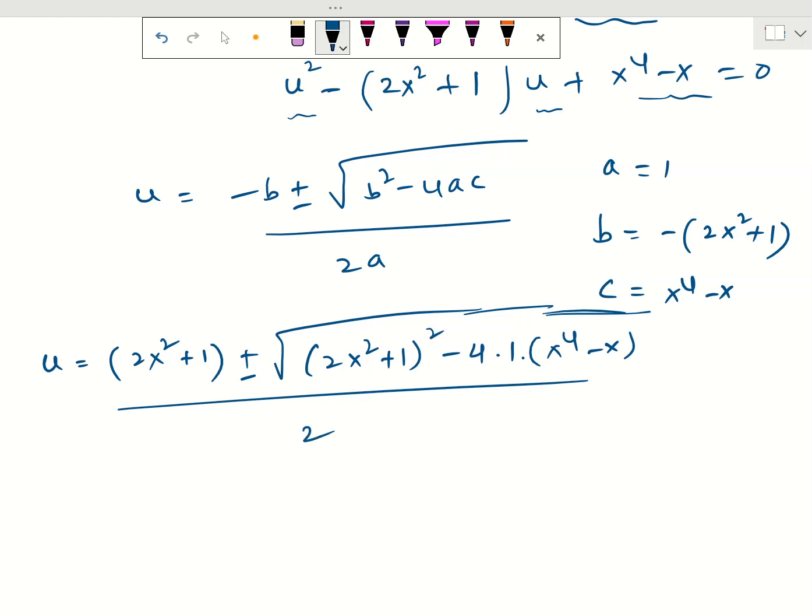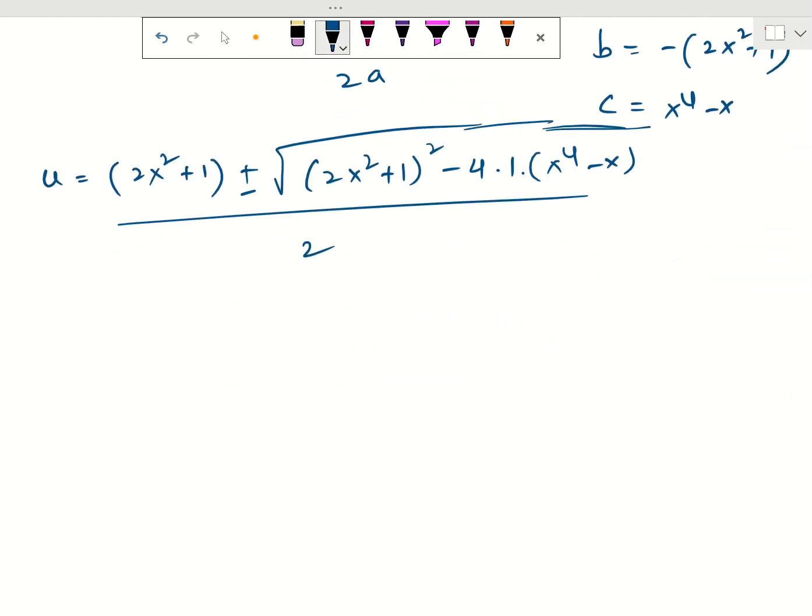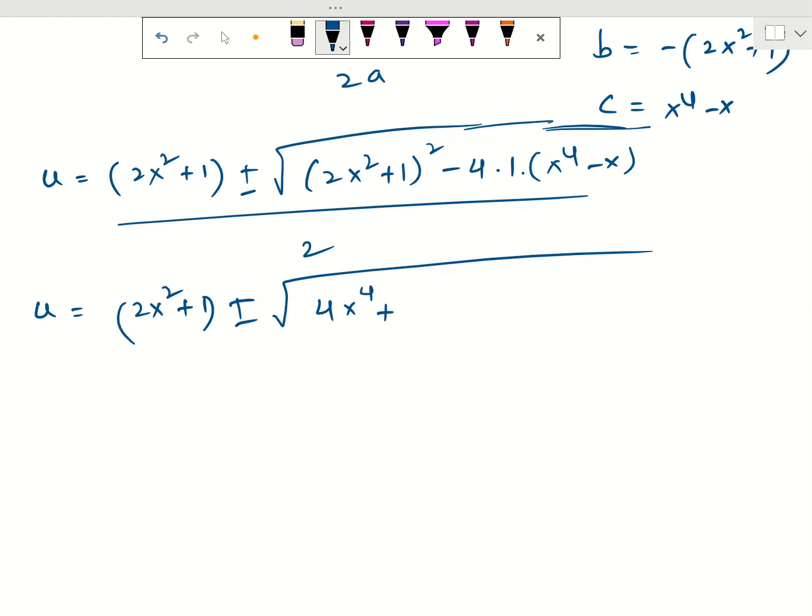And if we solve this again, we have 2x square plus 1, plus or minus, and if we take the square of this one, then it will be 4x to the power of 4, using a square plus b square plus 2ab, then 4x square plus b square.